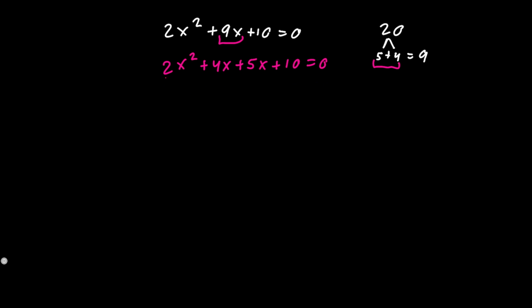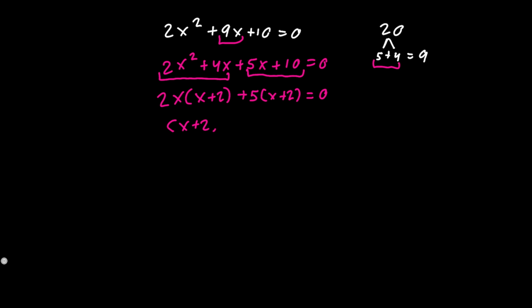And what we could do now is go ahead and simply group and then factor out what we want to factor out later on. So here, from 2x squared plus 4x, we could factor out a 2x. So 2x times x plus 2. And then here we could factor out a 5. So plus 5 times x plus 2 is equal to 0. And what we notice is that we can factor out an x plus 2. So we have x plus 2 times 2x plus 5, and that is equal to 0.